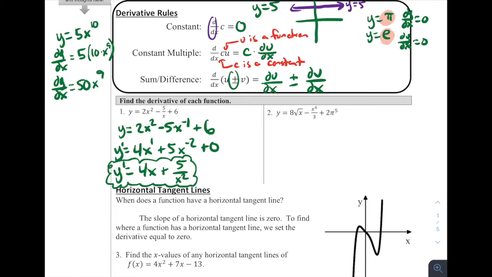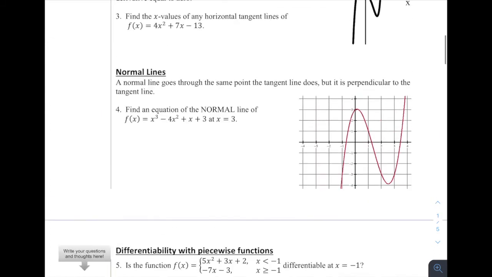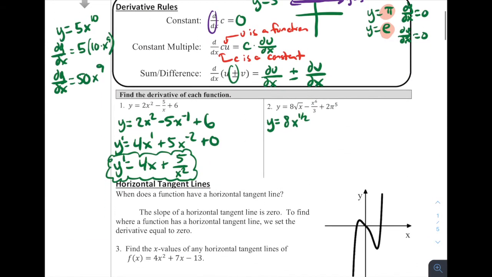Number 2, we want to rewrite this so that it is easy to take the derivative using the power rule. I'm going to rewrite that square root of x as x to the 1/2 power. And then I'm going to pull that third out. It's being divided by 3, so this is the same thing as 1/3 times x to the 6th. It's a little bit easier to see taking the derivative that way than having it x to the 6th over 3. And then I got that plus 2 pi to the 5th power, so 2 pi raised to the 5th power. Let's take that derivative.